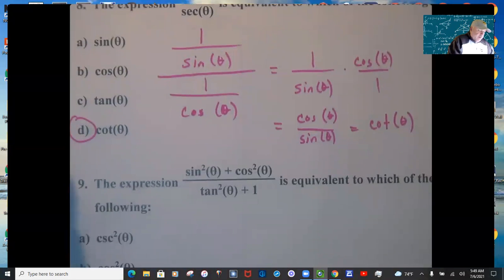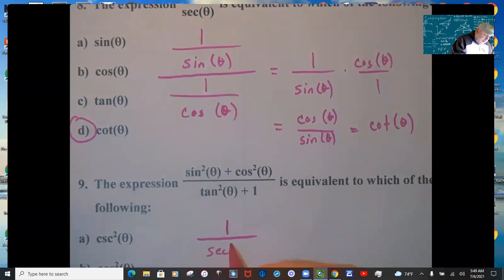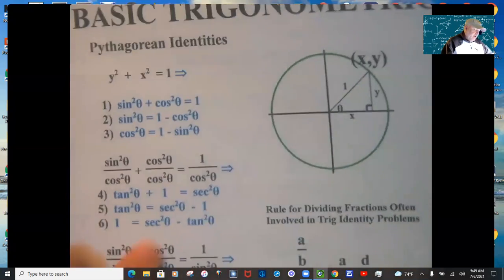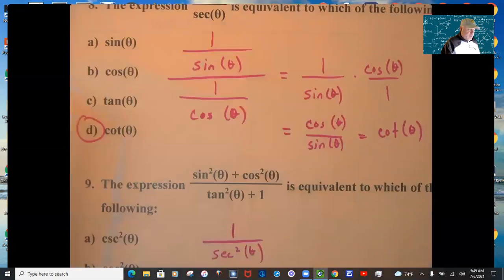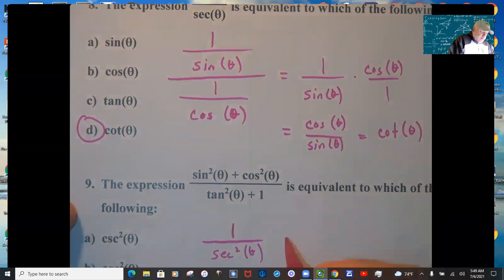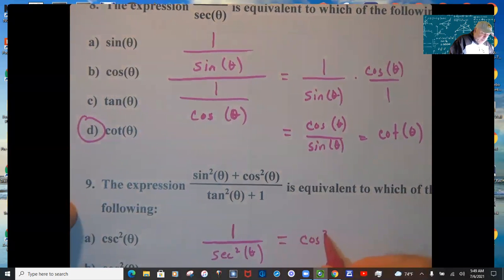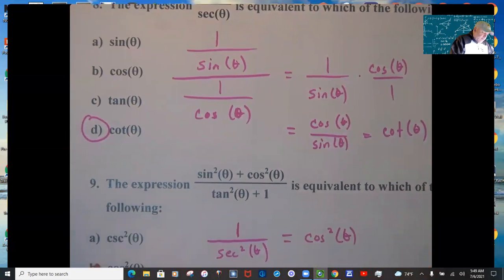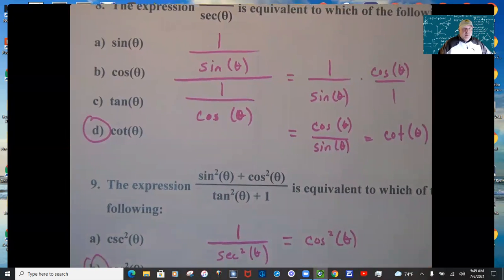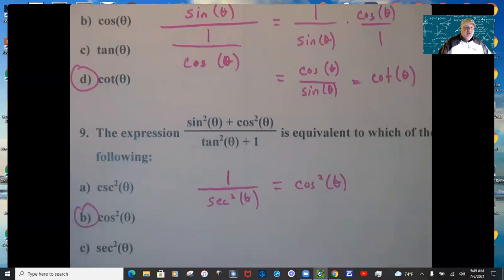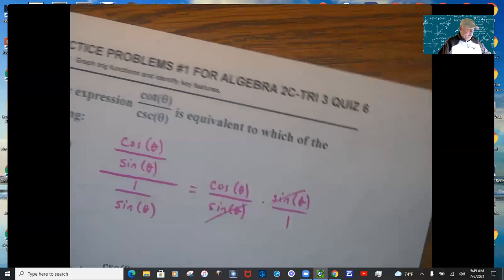Okay, so on number 9, the top is going to be 1. So you want to look on the Pythagorean identities to get these. And then tangent squared plus 1, that is secant squared. So 1 over secant squared, this would be cosine squared. So reciprocal identities with the powers invoked there is what you need to use on that one.